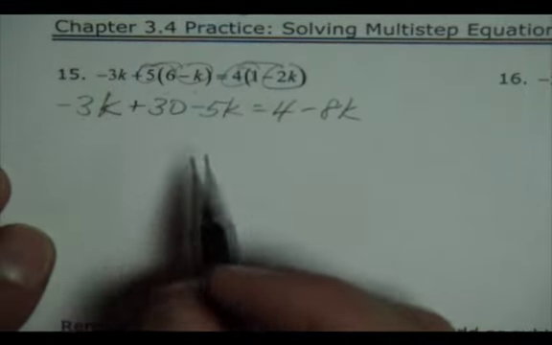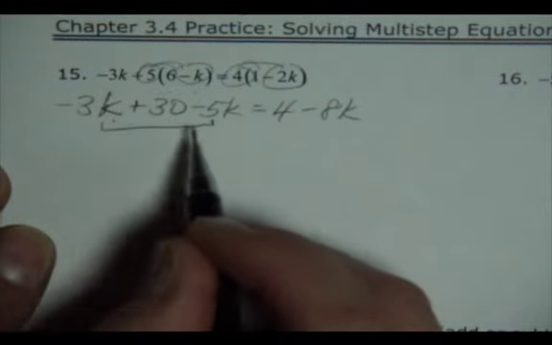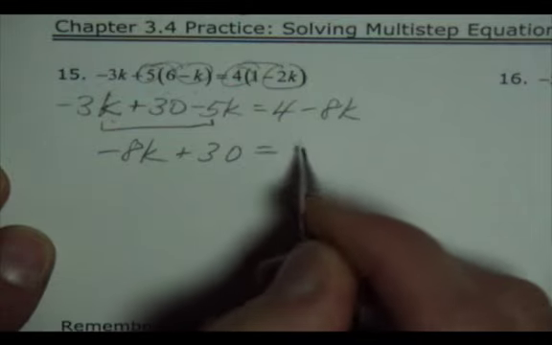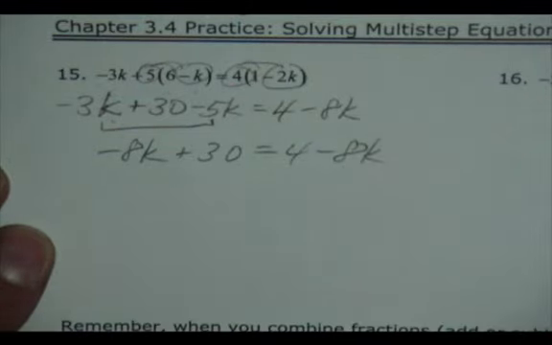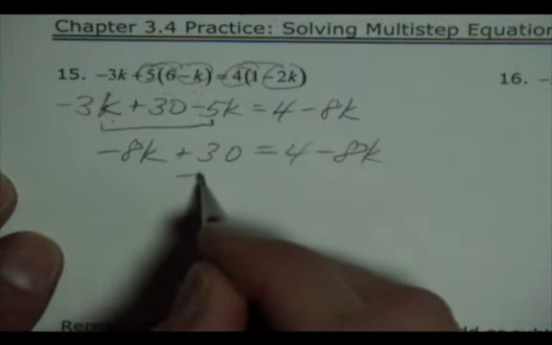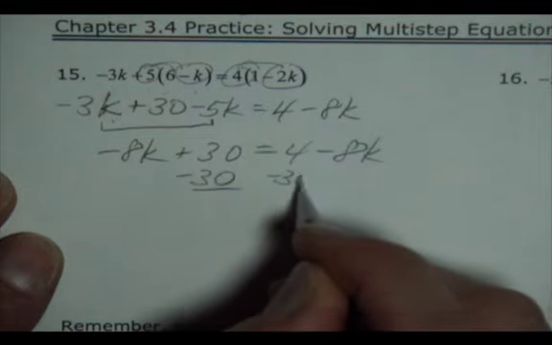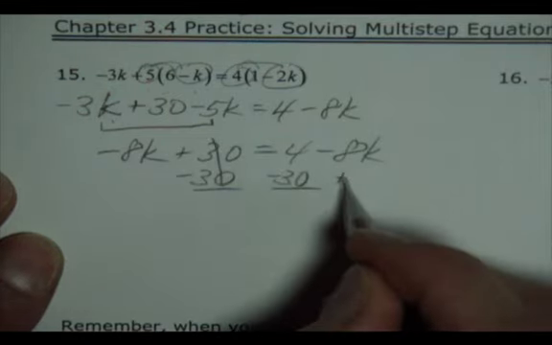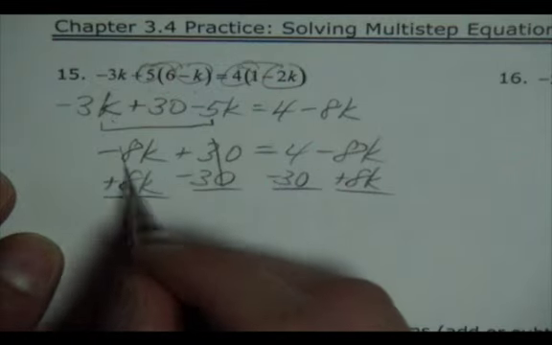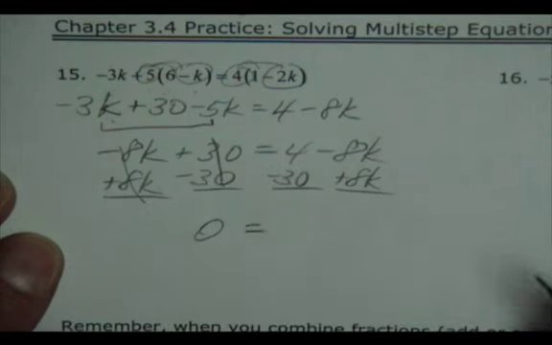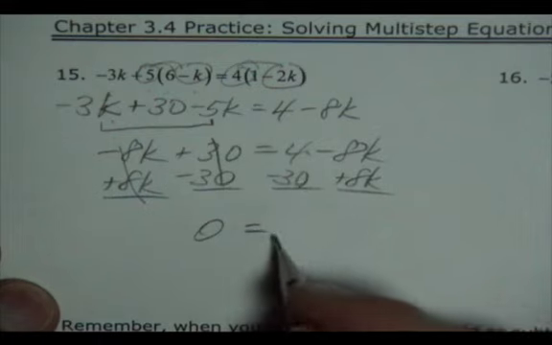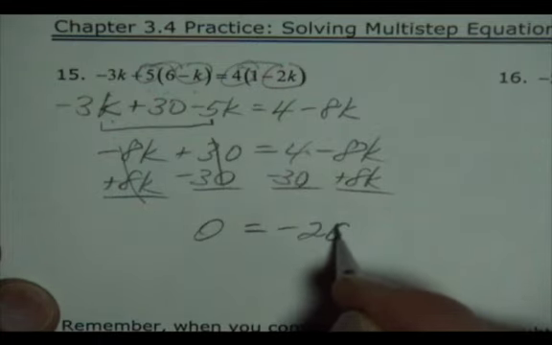We can gather like terms on the left. -3k and -5k is -8k plus 30 equals 4 minus 8k. Now we'll get letters on the left and numbers on the right. Subtract 30 from each side. Add 8k to each side. This gives us 0 on the left. Interesting. The variable term has disappeared. And 4 minus 30 is -26.